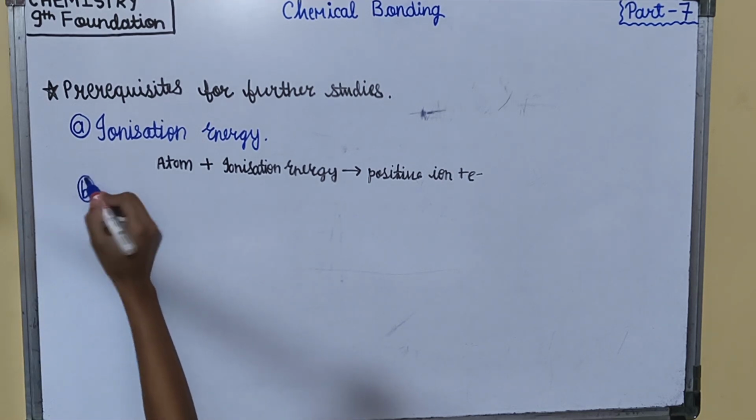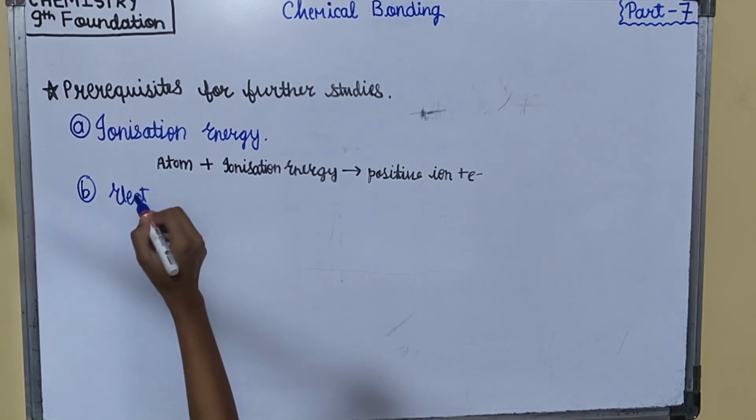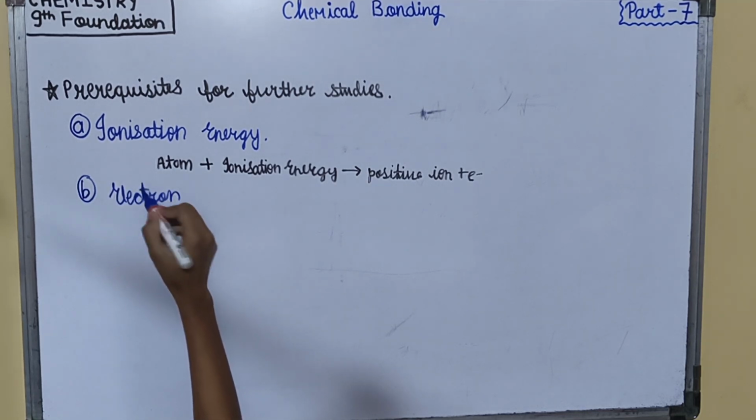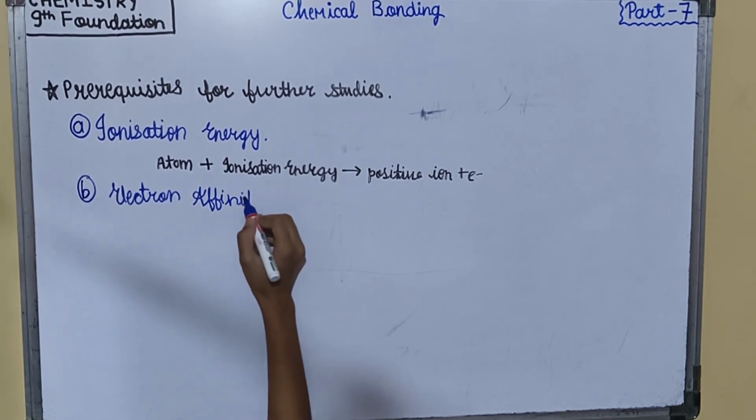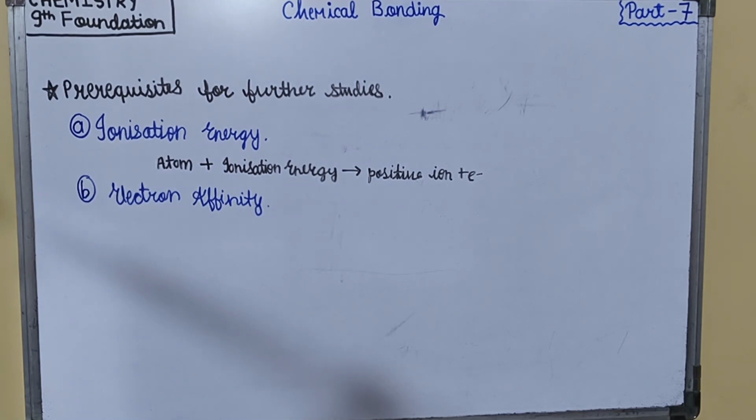Second is electron affinity. We have seen that to remove an electron from an atom, a certain amount of energy has to be absorbed. Now let us see what happens if this process is reversed. Instead of removing an electron, it is added. The result of the reverse is that instead of absorption, a certain amount of energy is released by the atom.